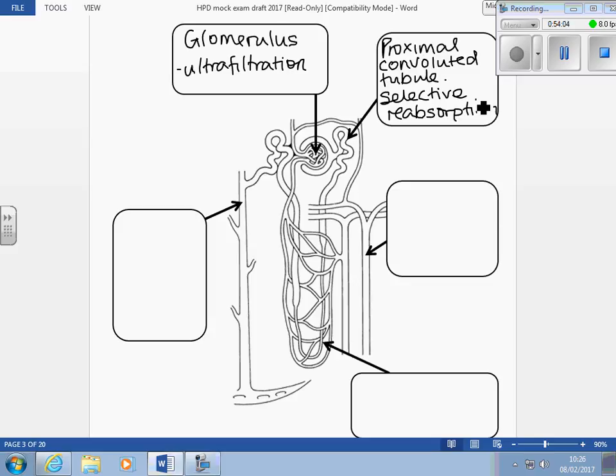I'm going to miss out the next one and just go down to the bottom one for now. Loop of Henle.